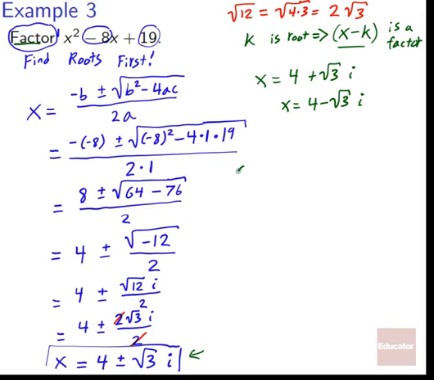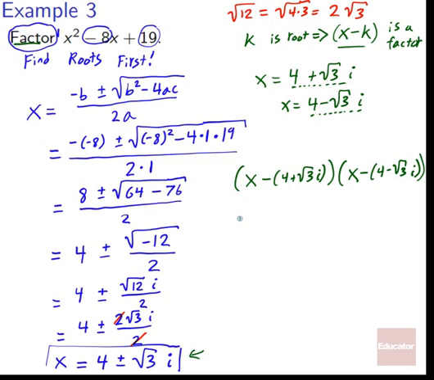So our factors will be x minus this one right here. So x minus quantity 4 plus root 3 times i. Whoops, not that whole thing. Put that parenthesis in the wrong place. i, parenthesis closed there, times quantity x minus this thing here, quantity 4 minus root 3 i, close them all.